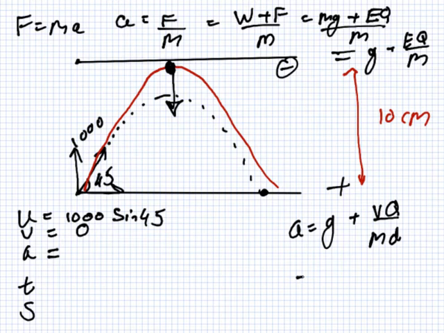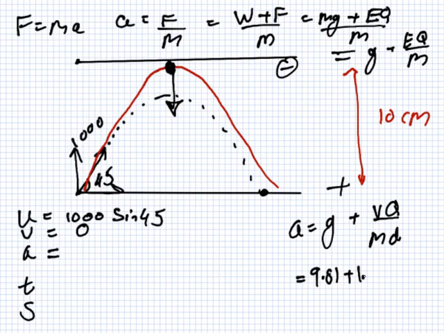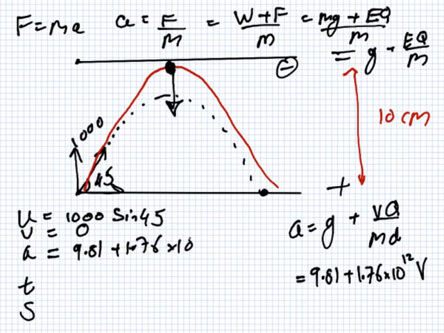So I'll just write this as 9.81 plus, and let's get the fraction here, 23 over proton, and the distance is 10. So that comes out to be 1.76 times 10 to the 12 V, and we don't know what the V is. So the acceleration is 9.81 plus 1.76 times 10 to the 12 V.